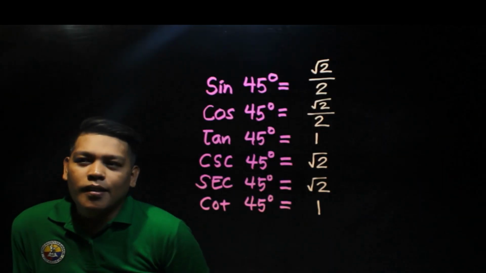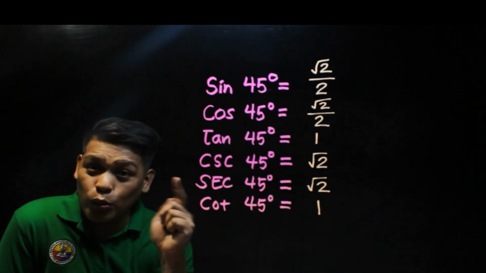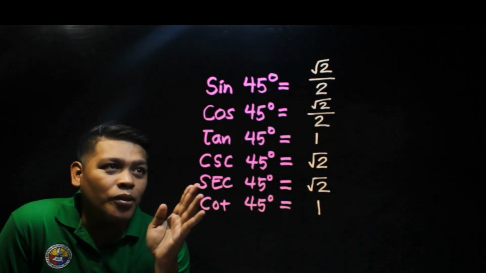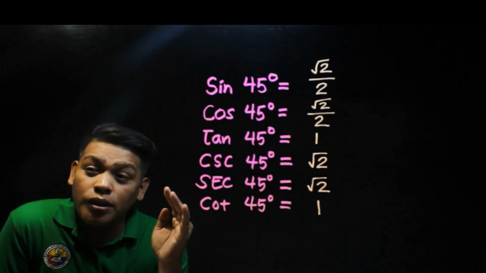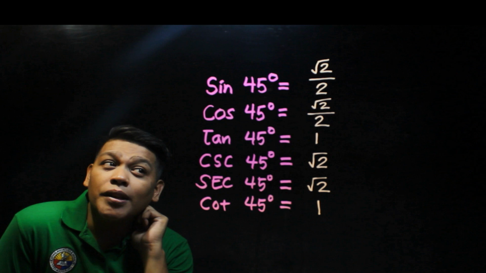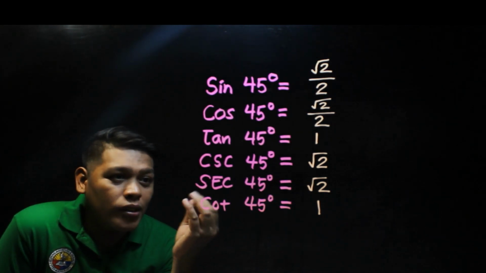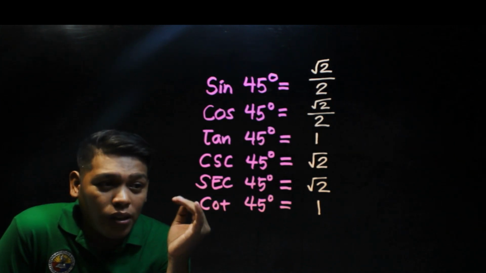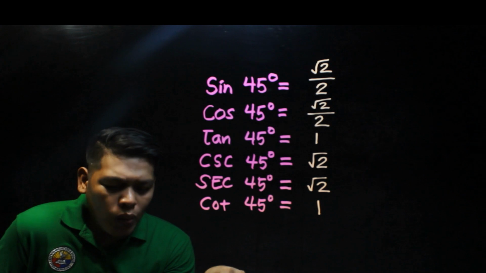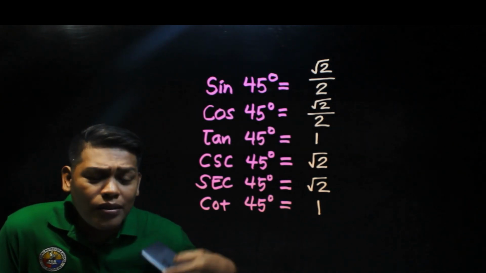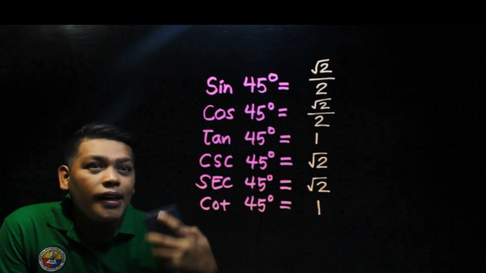Okay, no? To summarize, sine 45 degrees is equivalent to square root of 2 over 2. Cosine 45 degrees, pareho lang sila, square root of 2 over 2. Then, tangent 45 degrees is equivalent to 1. Cosecant, square root of 2. Secant 45 degrees is square root of 2. Sa cotangent naman ay equivalent to 1. Ngayon, tuturuan ko kayo kung paano mag-evaluate yan sa calculator.